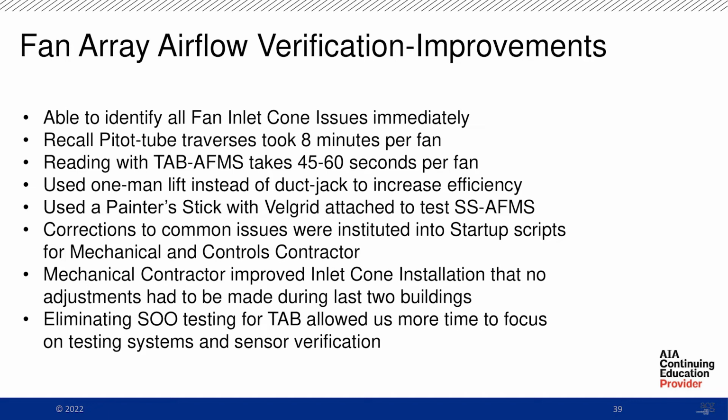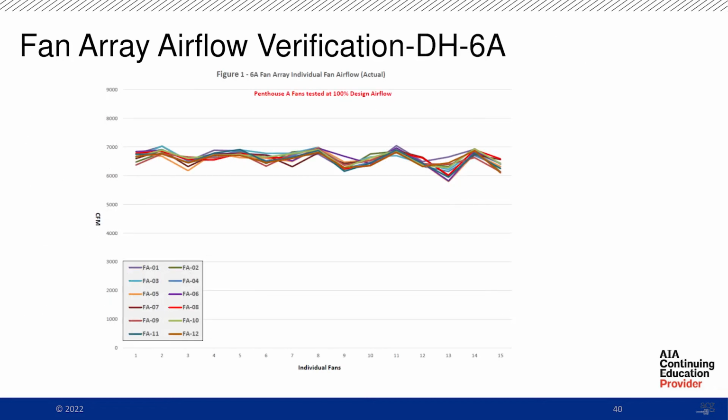The mechanical contractor improved inlet cone installation, so adjustments didn't really have to be made during the last 2 buildings. They got very good at what they were doing. And eliminating the sequence testing allowed more time for us to focus on testing systems and sensor verification. This is the last building we did. That almost looks like one pretty thick line, a lot better than what we were first told we had in the data halls.